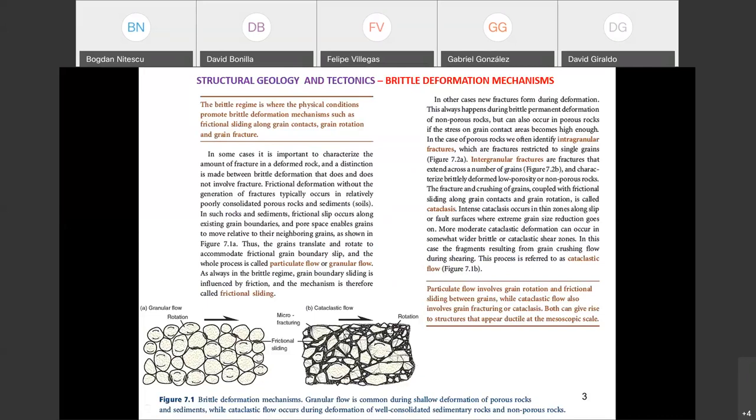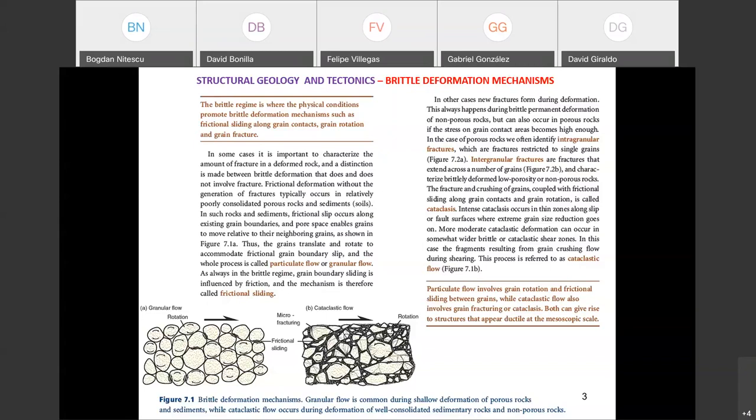Now, when you have intense cataclasis, this process is very intense. What happens is there is a significant reduction in the size of grains because they get fractured and so on. They get smaller and smaller fragments. And the whole process of movement in this zone of fracturing and crushing is called cataclastic flow. That's a zone where you have cataclastic flow.